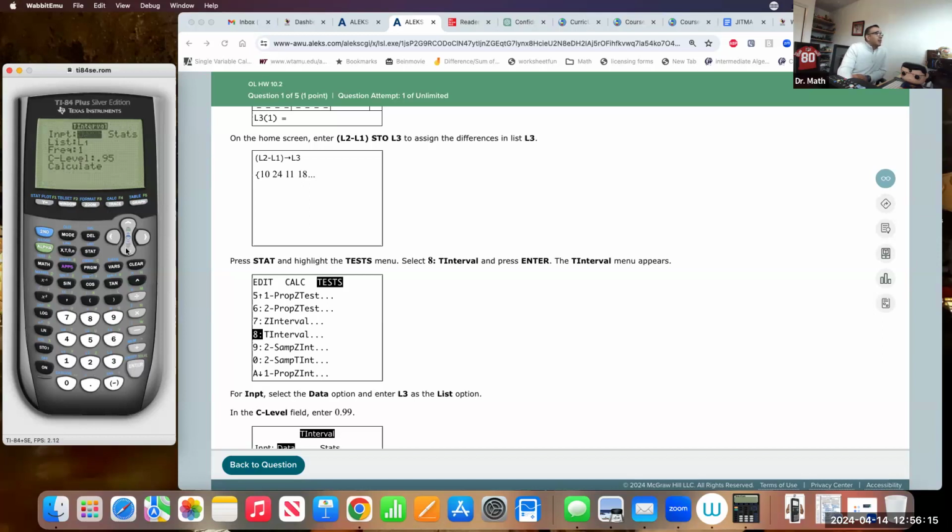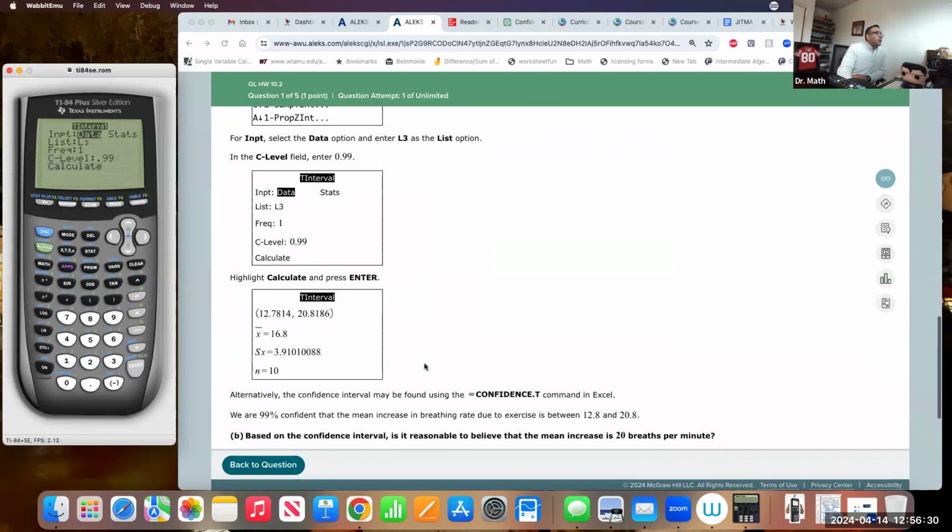Notice I have in data, my final list is in second L3. So it's in L3, frequency we're hitting 1. The confidence level I'm using is 0.99 because we're 99% confident. That's how confident we want to be here. And so when I hit enter, we're going to get 12.78 as our lower bound, and our upper bound of 20.82 if I round it. All right. And so notice it also gives me the mean difference and the standard deviation.